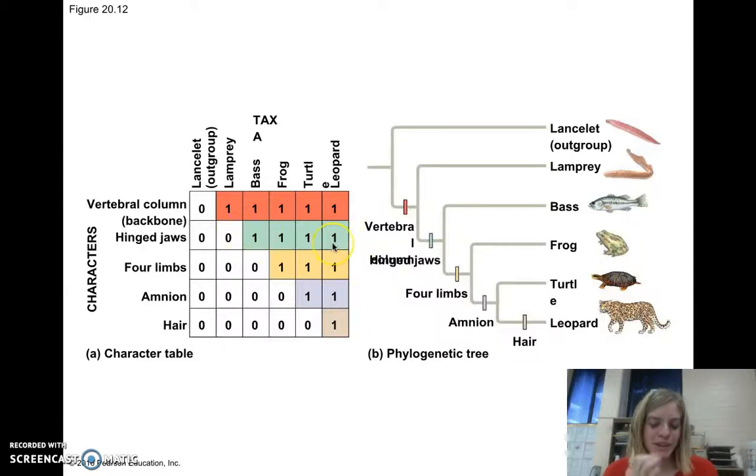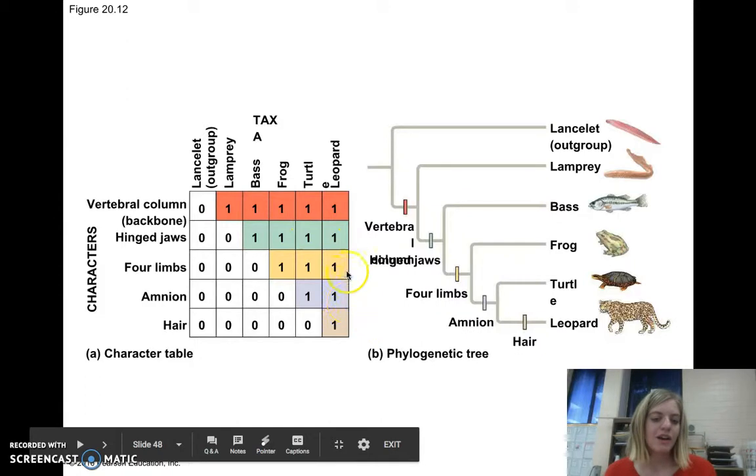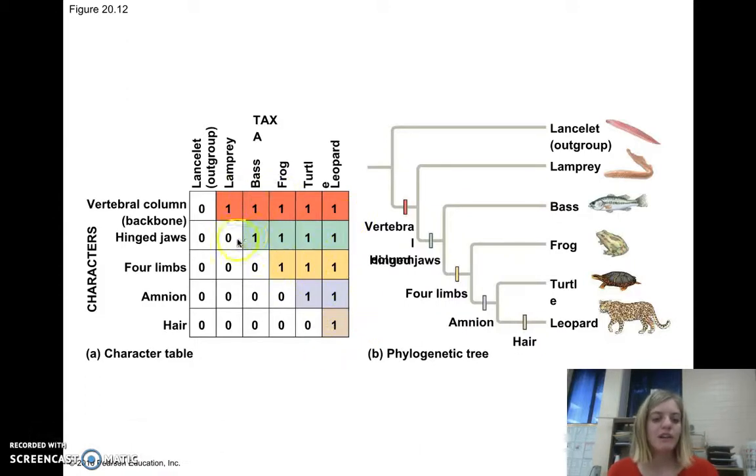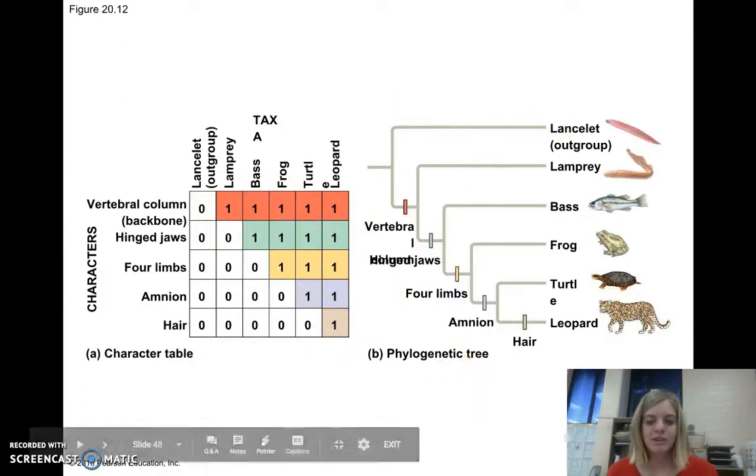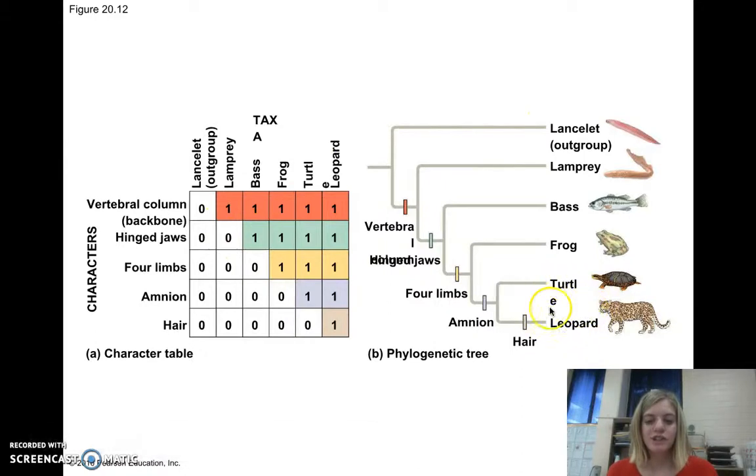4 of them have hinged jaws. 3 have forelimbs. 4, like the number 4. 2 have an amnion, that's like the sac that gives nutrients to the child, and only 1 has hair. So in this way, because we can compare which organisms have the most shared similarities, we can determine their evolutionary relationship. So turtles and leopards are more closely related, but this is where the change happened.